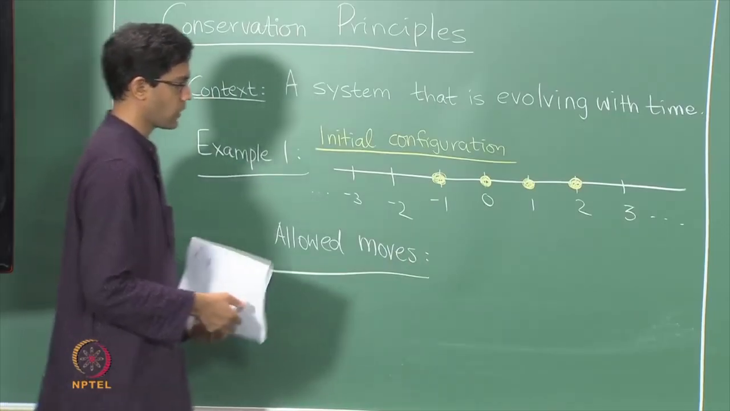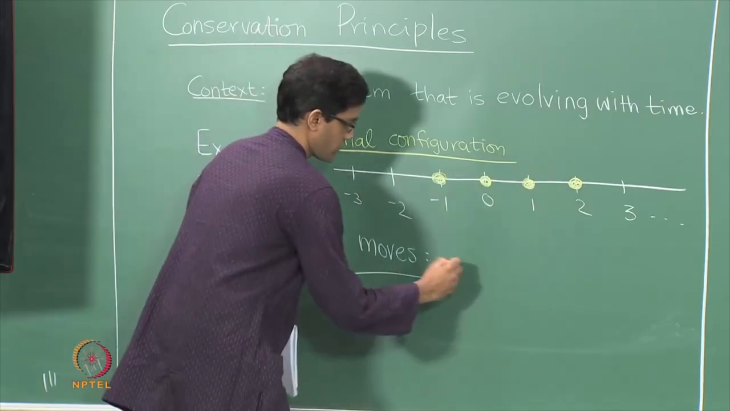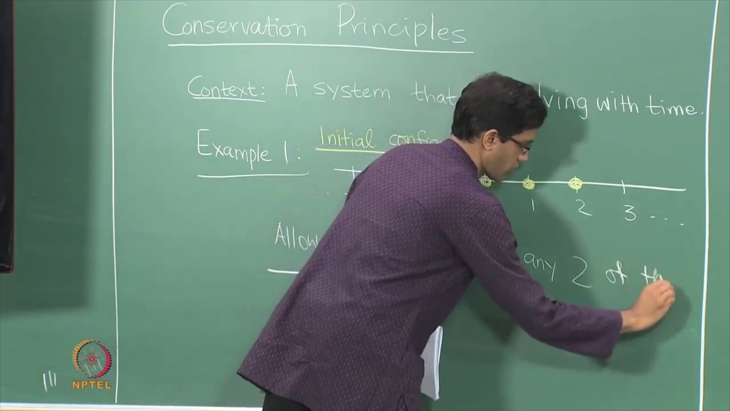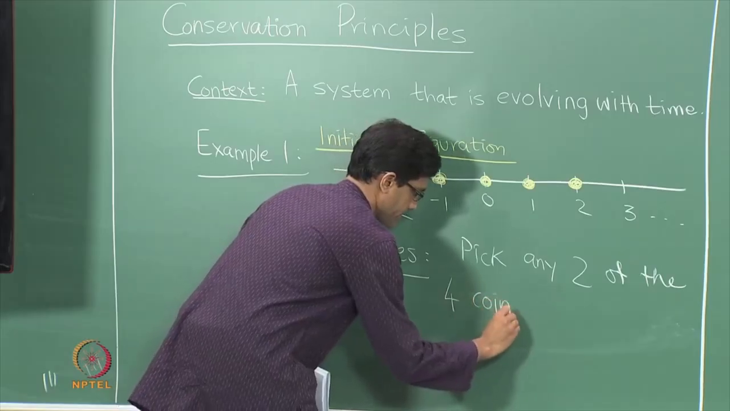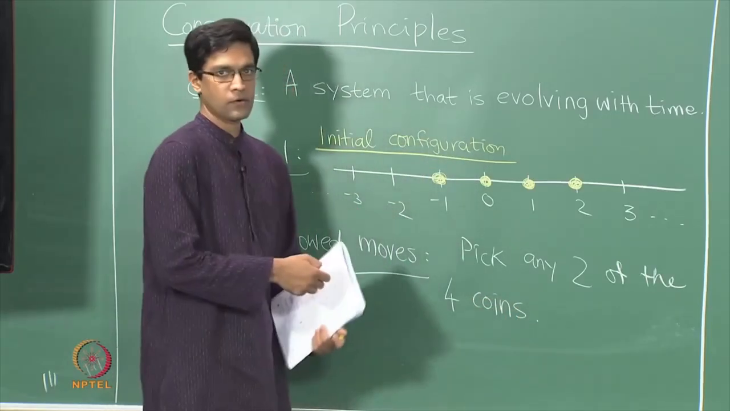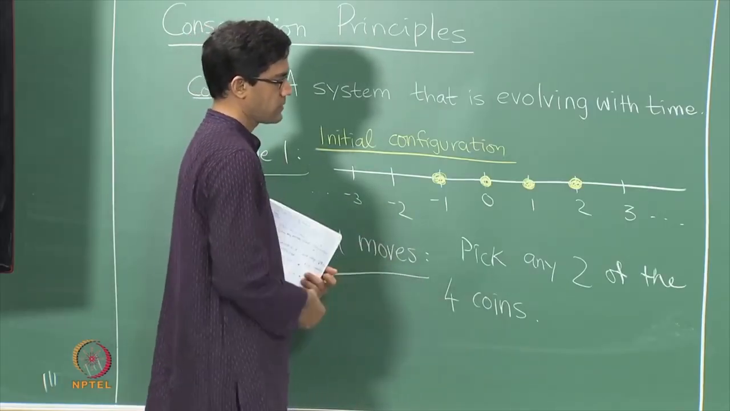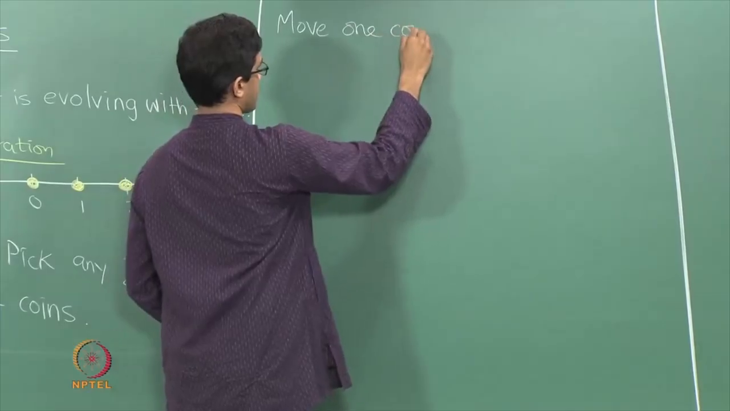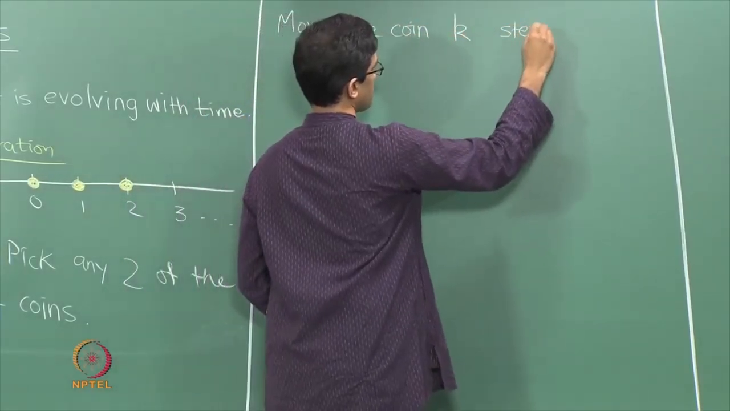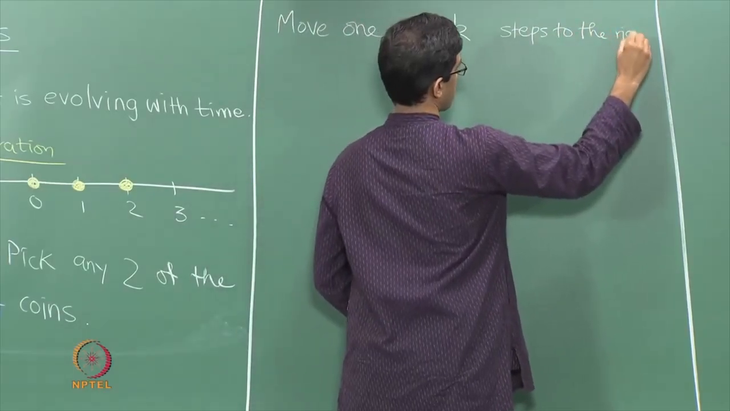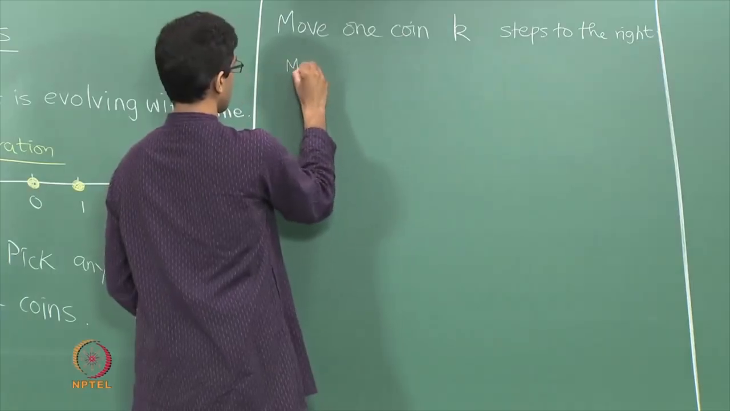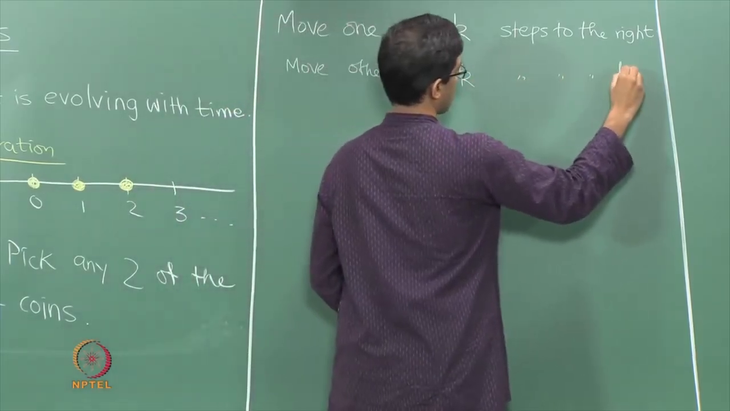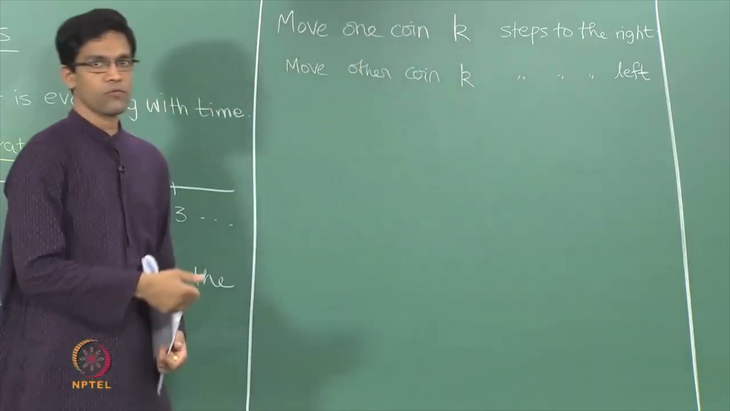So at time t equal to 1, here's what you're allowed to do. You pick any 2 of these 4 coins. Okay, so here's the allowed move. Pick any 2 of the 4 coins. Choose any 2 and do the following. Move one of them k steps to the right and the other k steps to the left. So move one coin k steps to the right, where k can be any number, and move the other coin k steps to the left. Okay, so here's a rule for evolving the system.